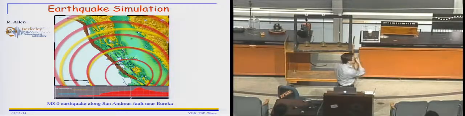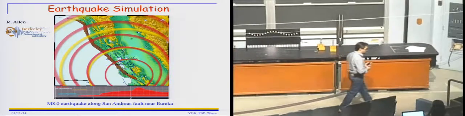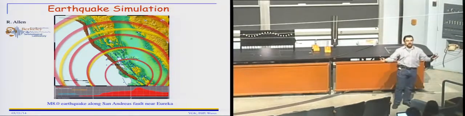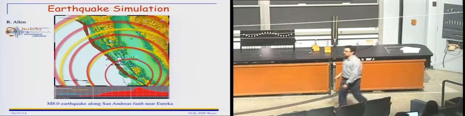So exactly how this works, how the early warning systems would work and how the waves propagate, is exactly the topic of our discussion this week.